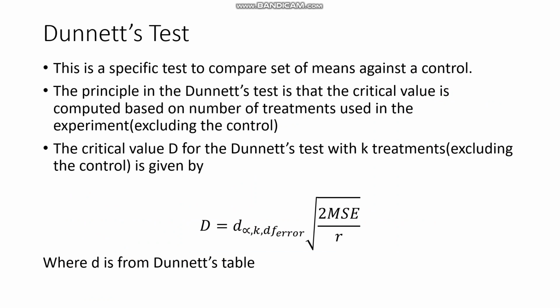Okay, then the Dunnett test. The Dunnett test is a special test for comparing means against a control. So we can use this with the control. All these applications are based on the objective of applying the experimental design. So you can select the post hoc test based on your application.